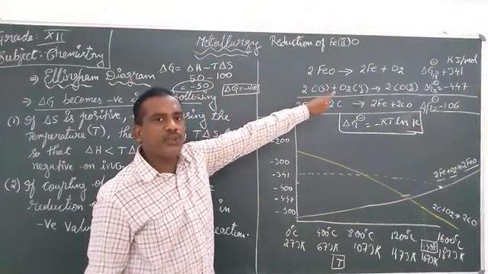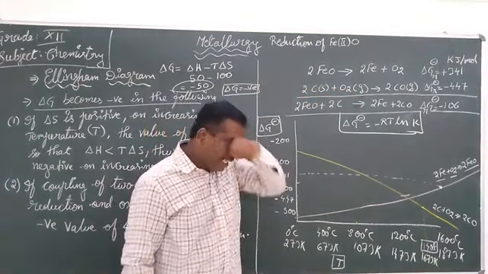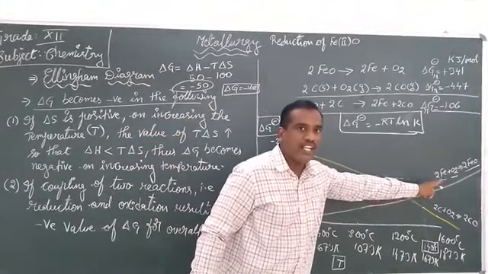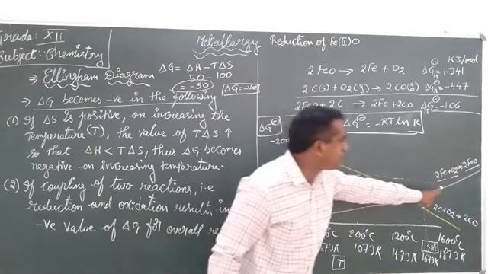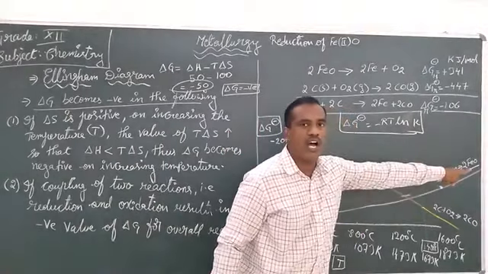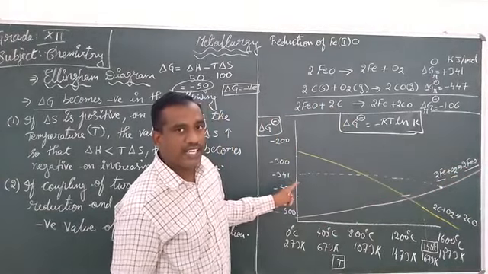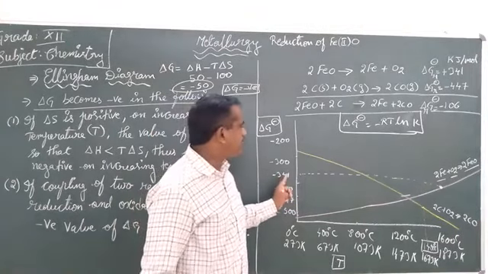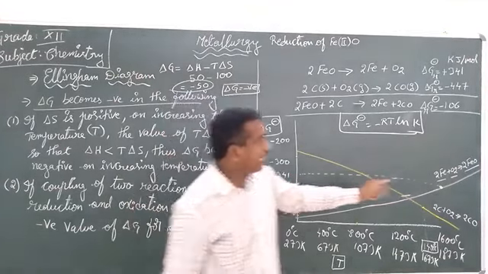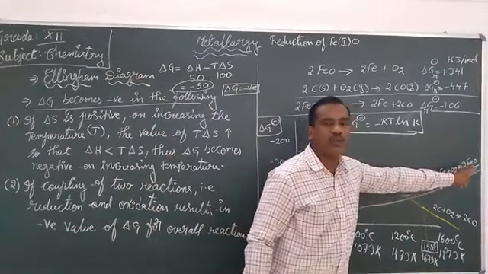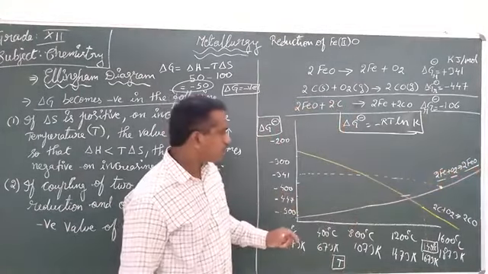Your reaction is 2FeO gives rise to 2Fe plus O2, but here it is a reverse reaction. The sign indicated for this reaction means that at the formation of FeO, the Gibbs free energy is negative, minus 341 kilojoules mole inverse, if the reaction is 2Fe plus O2 gives rise to 2FeO. But I am repeating the point again.